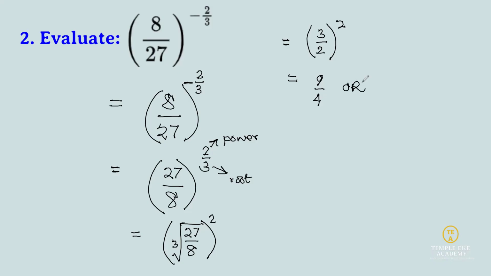Or would you like a mixed fraction? Then 4 divides into 9 two times, with a remainder of 1 over the original 4. Our final answer. Very simple, of course. Let's move into the next example.